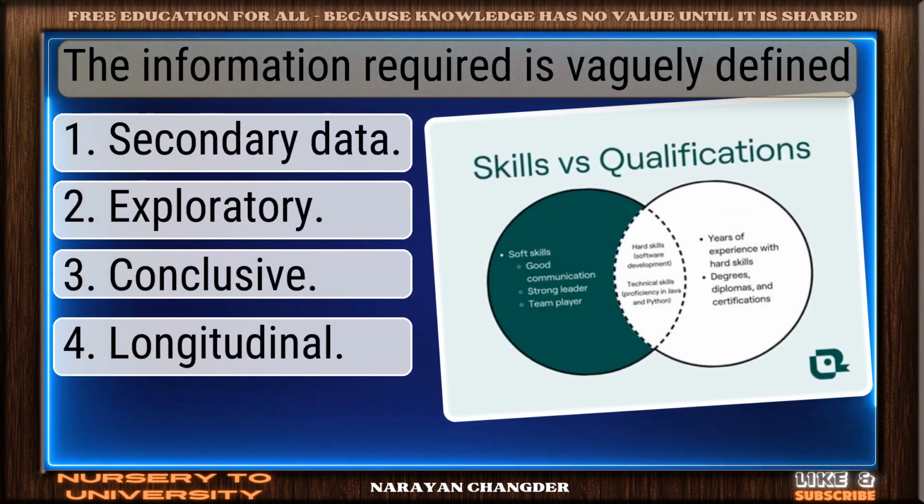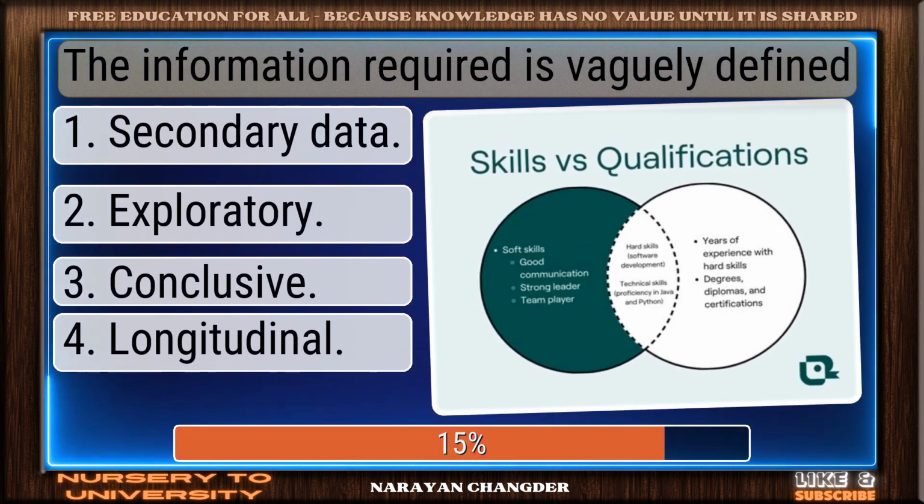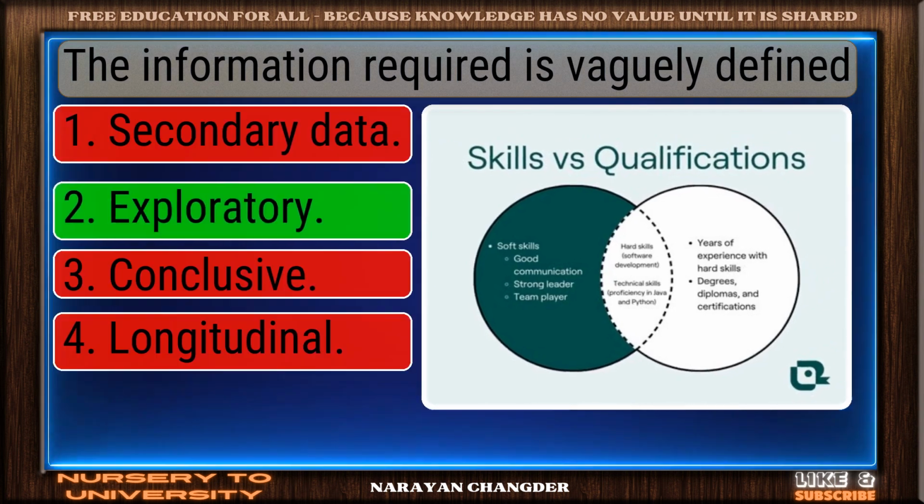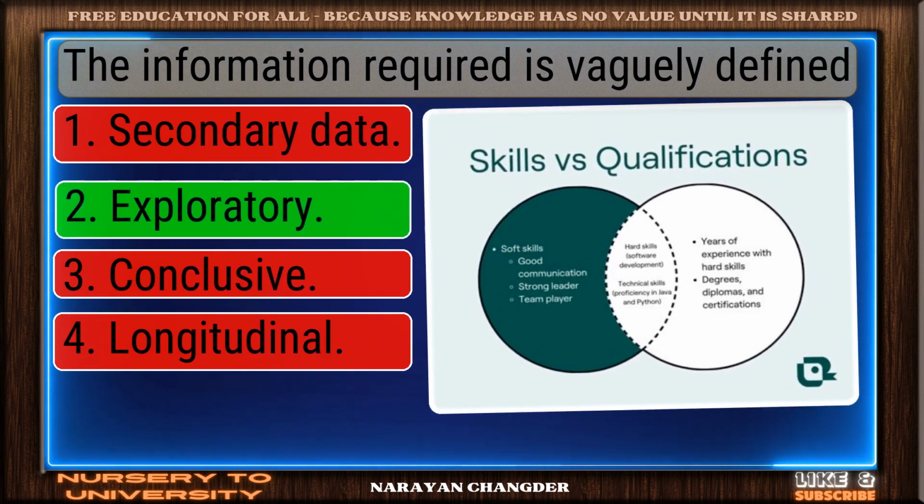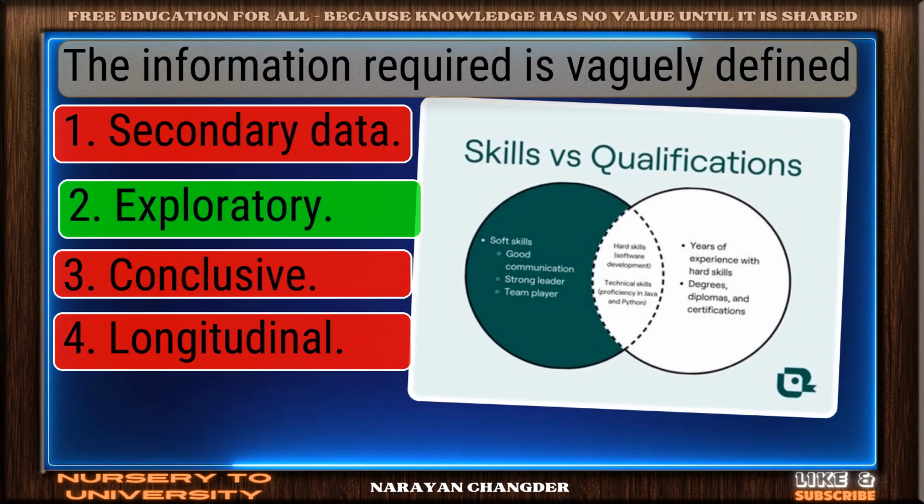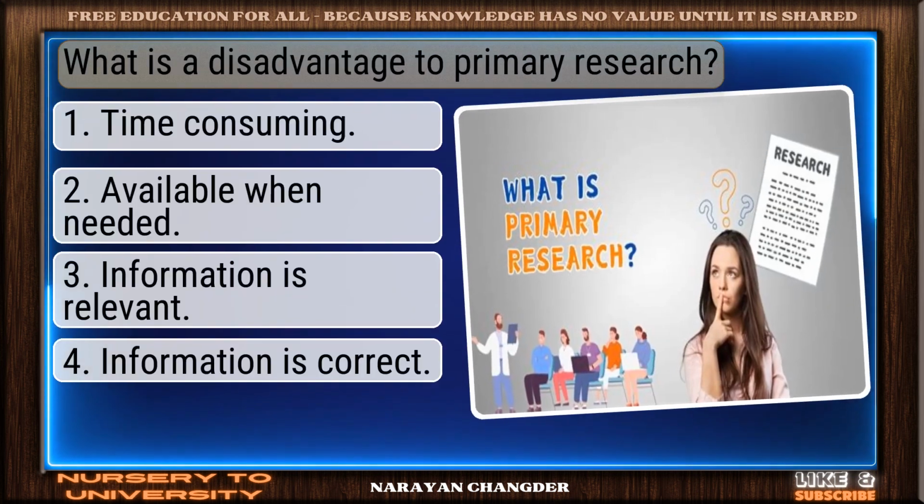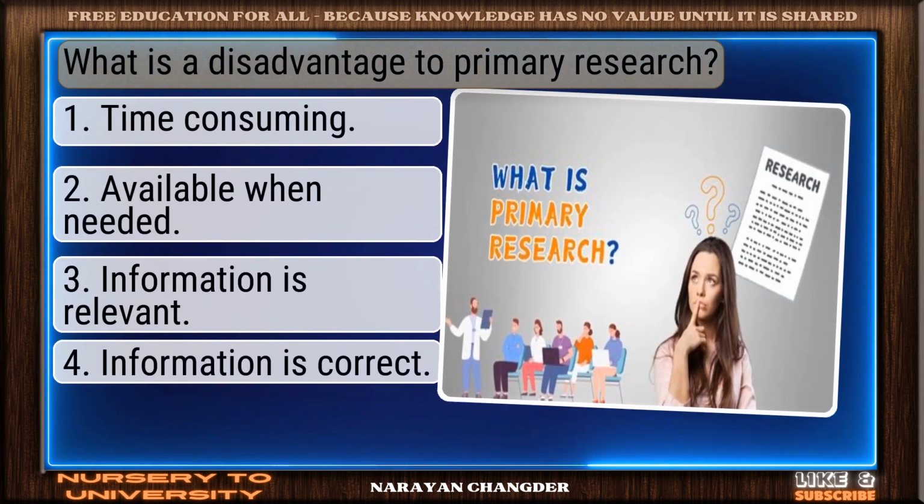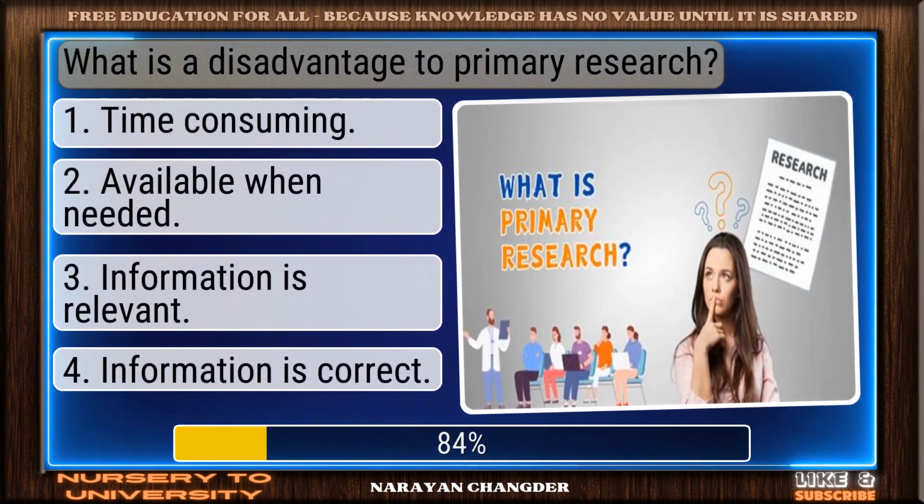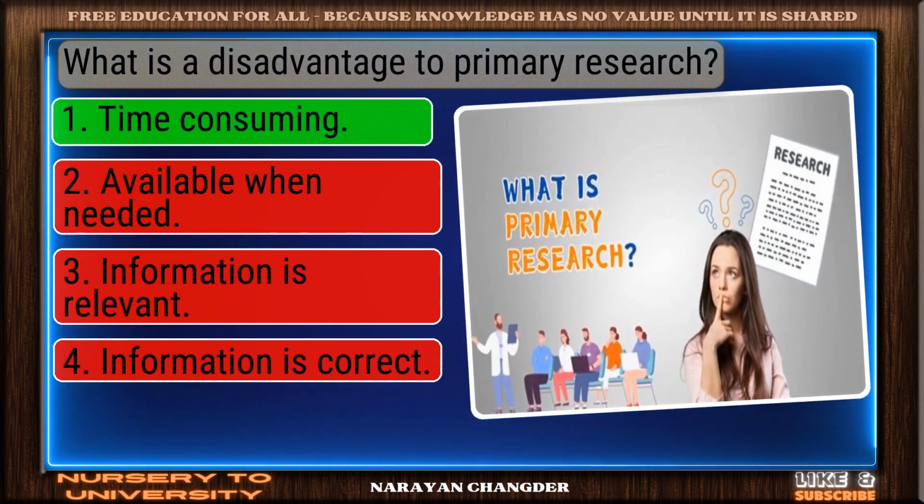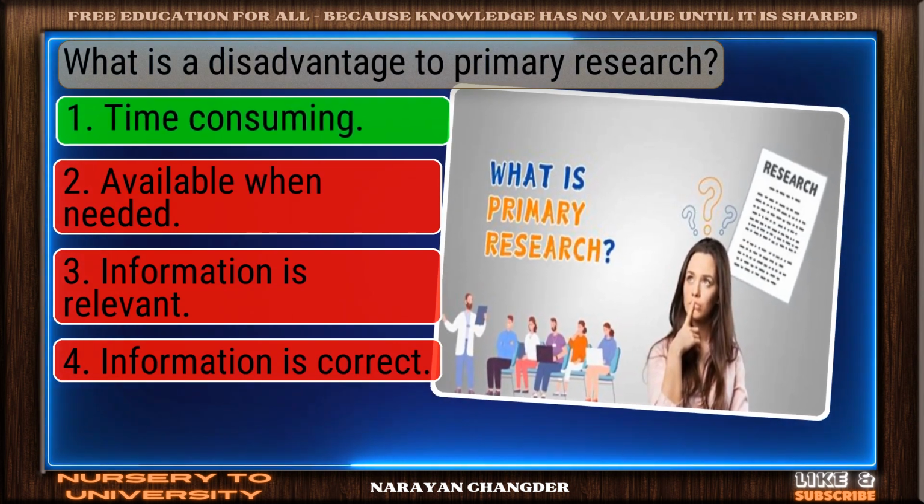The information required is vaguely defined. Well-reasoned. Exploratory is the correct choice. What is a disadvantage to primary research? Nice work. You chose time-consuming, and it is correct.